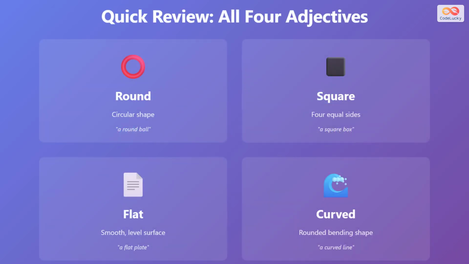Let's review all 4 shape adjectives together. Round means circular, like a ball. Square means 4 equal sides with corners, like a box. Flat means smooth and level with no curves, like paper. And curved means smoothly bending, like a wave. These 4 adjectives cover most common shape descriptions in English. Remembering these words will help you describe many objects you see every day.